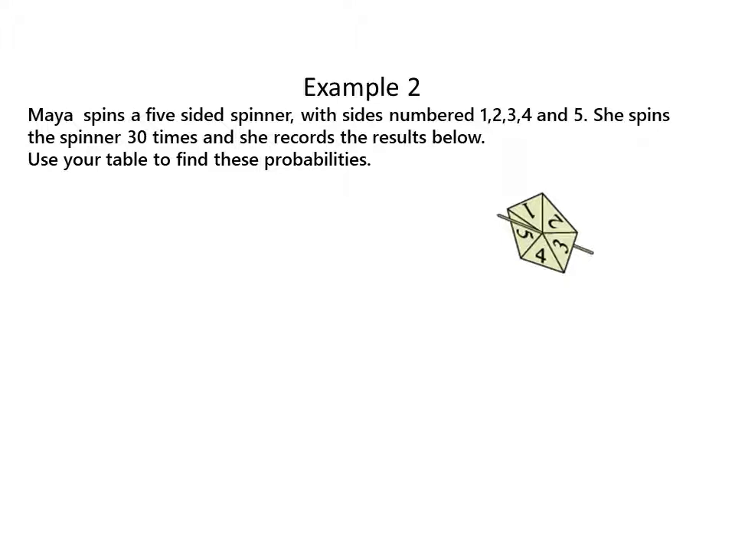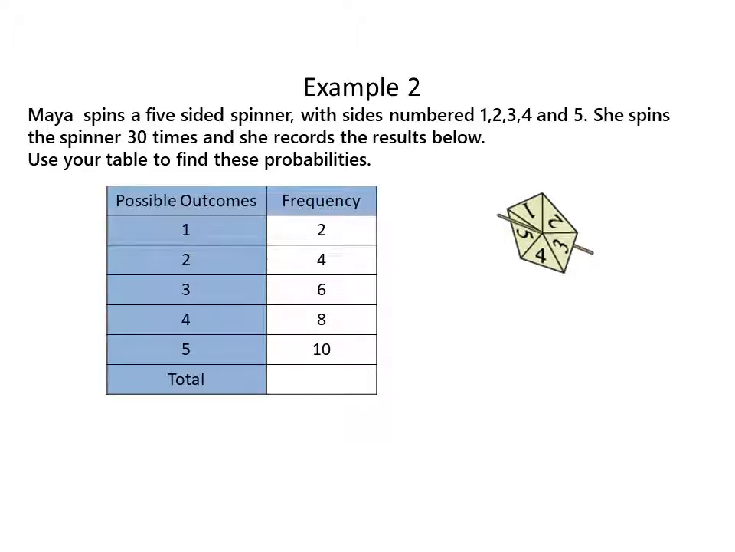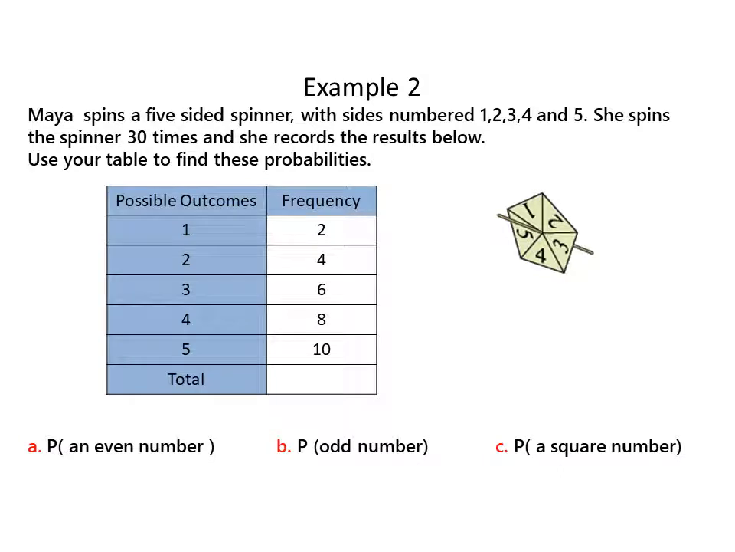Example 2. Maya spins a 5-sided spinner with sides numbered 1, 2, 3, 4, and 5. She spins the spinner 30 times and she records the results below. Use your table to find these probabilities. This is the table. It has possible outcomes and their frequencies. They want us to find the probability of an even number, the probability of an odd number, and the probability of getting a square number. First of all, we need to add all frequencies to find out if the total is the same as mentioned in the example. The total here is 30, so yes, because Maya spins her spinner 30 times.